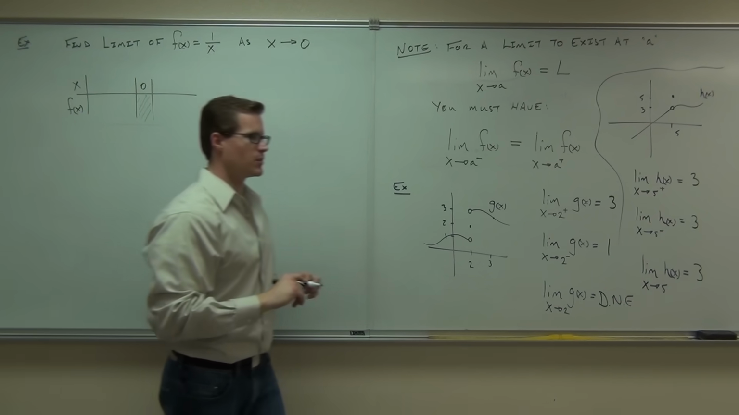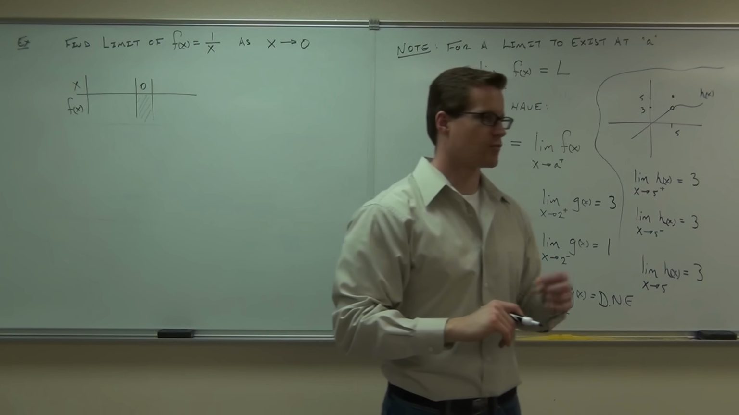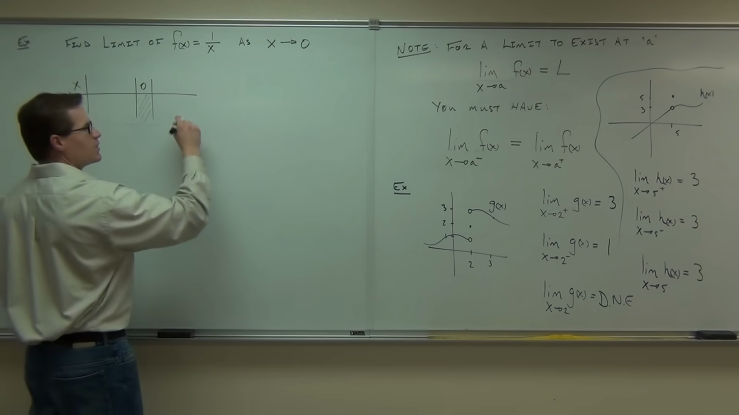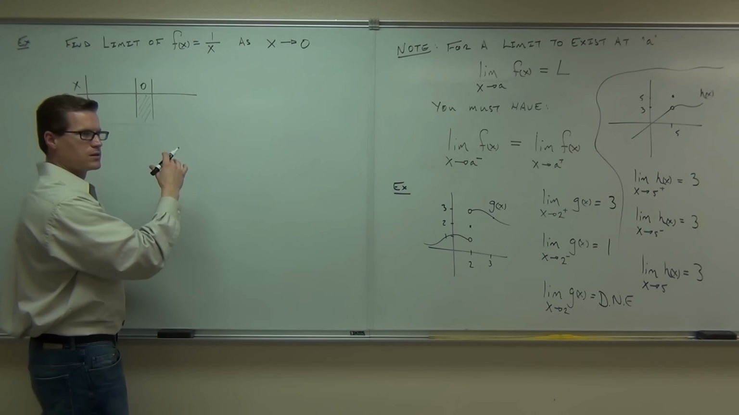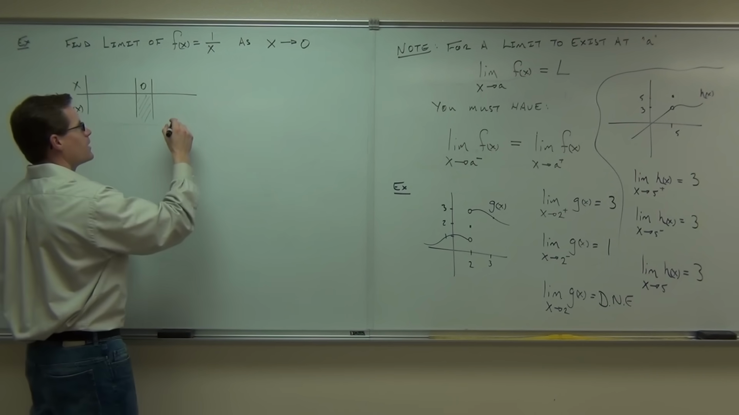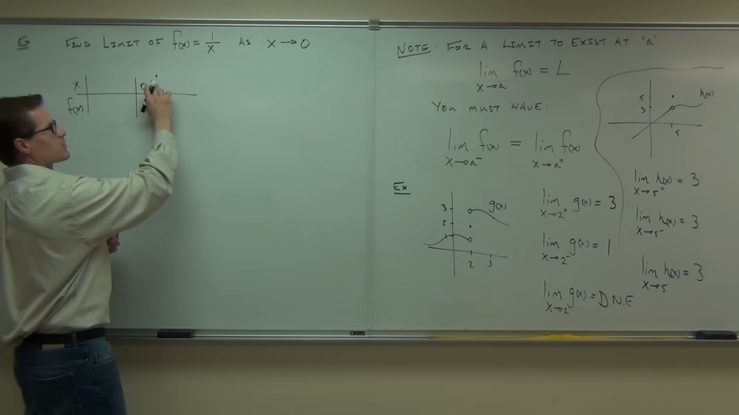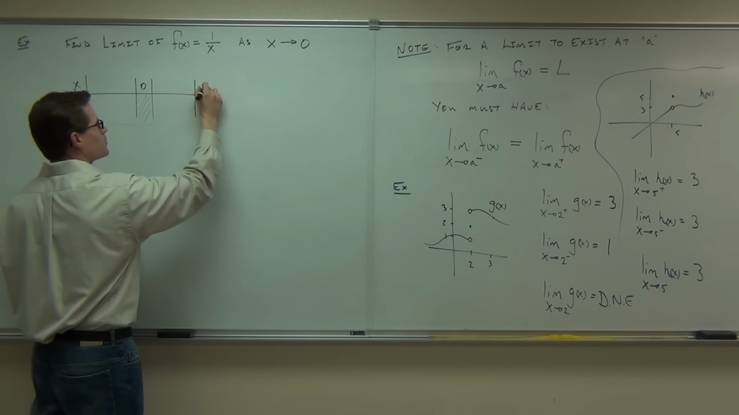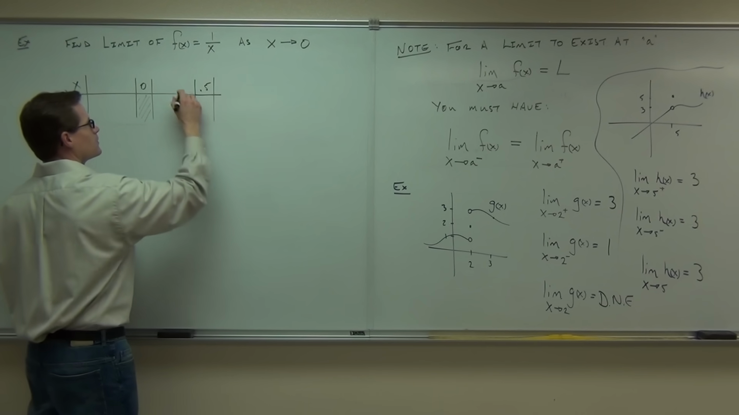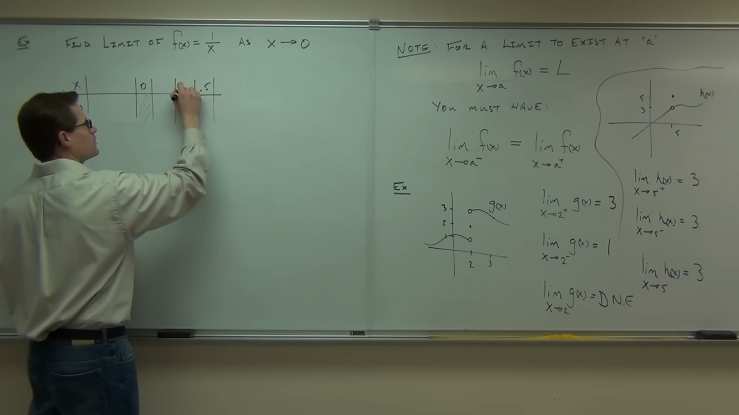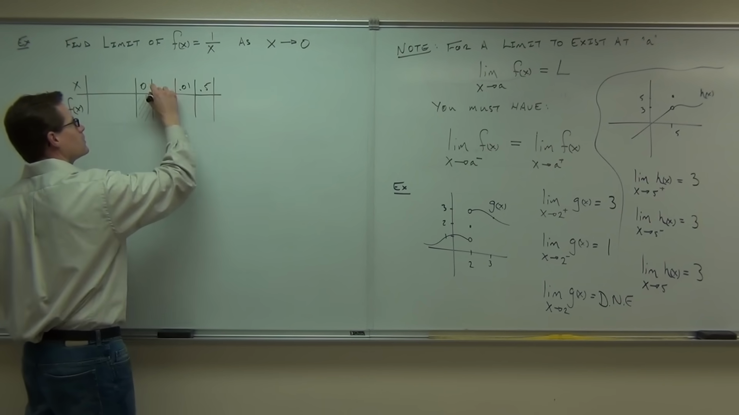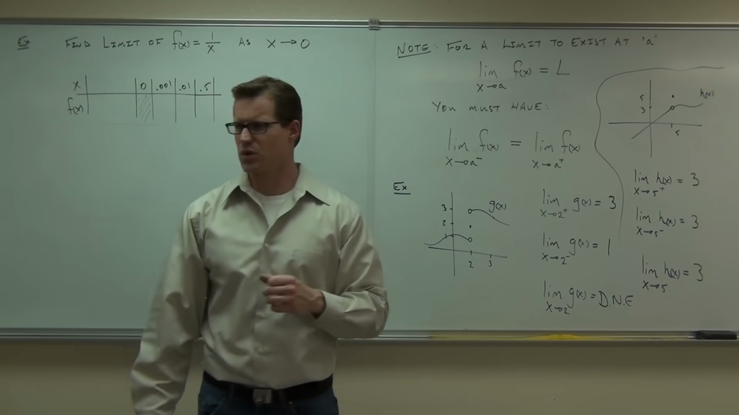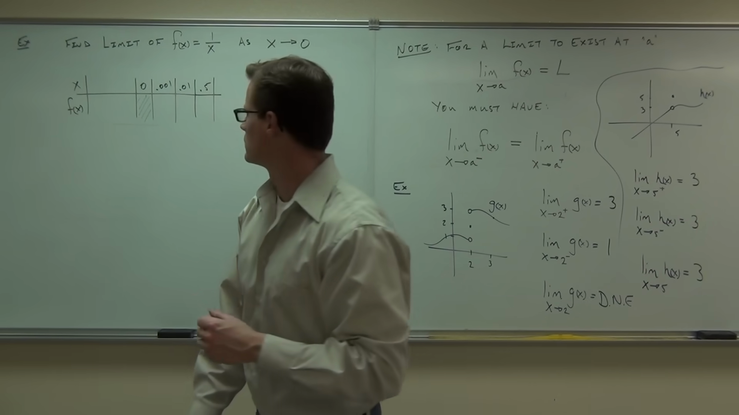Now let's pick some numbers that are getting close to 0 from the right. Let's start at like, oh, I don't know, 0.5, and we'll work our way down. So 0.5, is 0.5 supposed to go here or here? The right or the left? Right. So 0.5, all right. 0.01 and 0.001. Would you agree those are numbers that are pretty close to 0? Right.